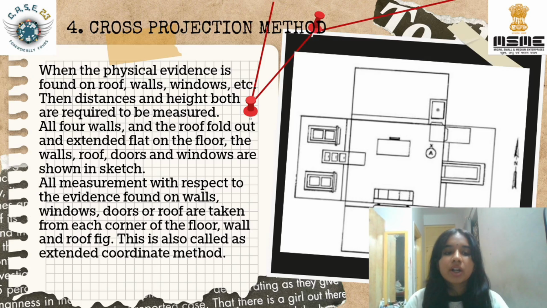So this is also called the extended coordinate method, since we are going beyond a single room. We are trying to bring in more details in one single sketch. So that is how this cross projection method is done.